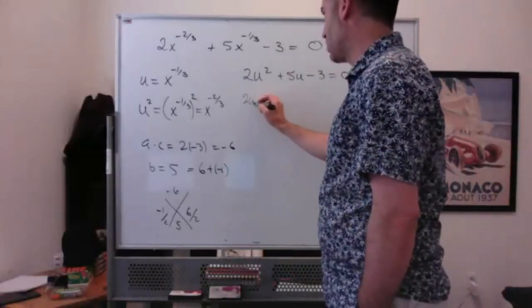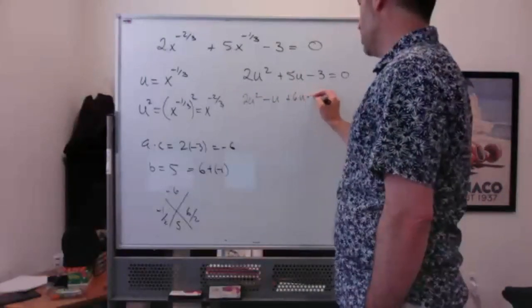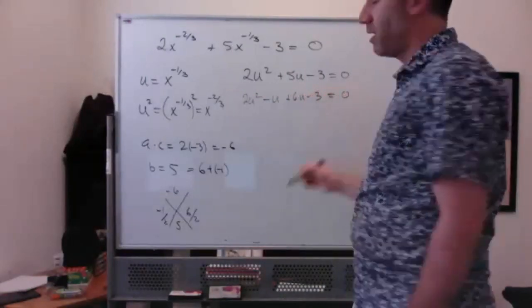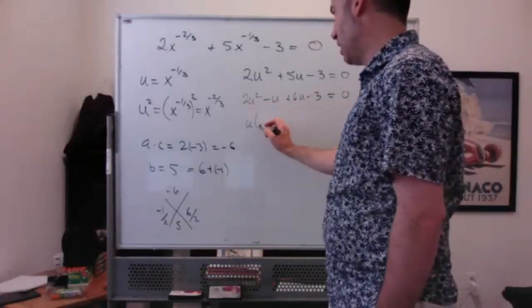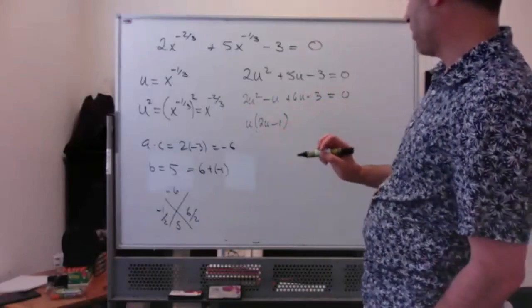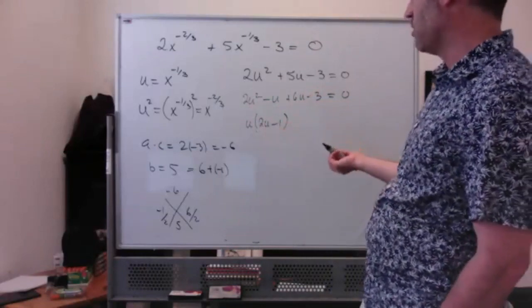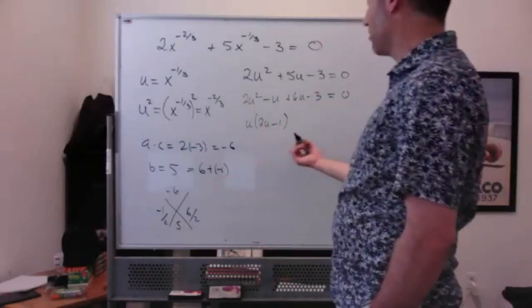So I'm going to write this as 2u squared minus 1u plus 6u minus 3 equals 0. And then we're going to do the factoring by grouping. From here, I can factor out a u, I'm left with a 2u minus 1. I feel like I might be making a mistake. No, I don't think so. I'm always worried I'm making a mistake. No, it looks all right.